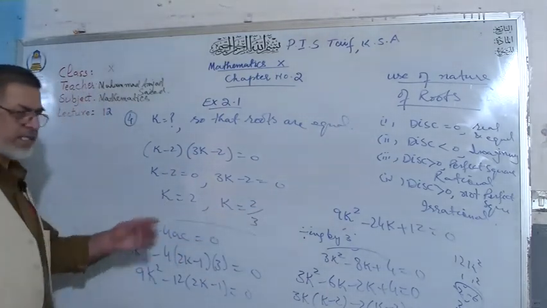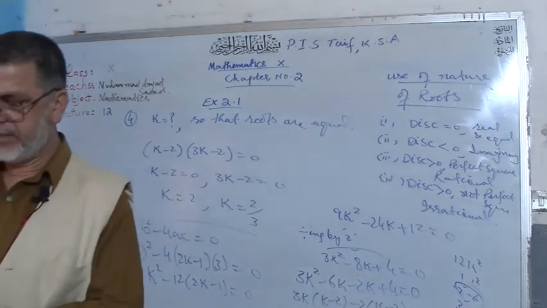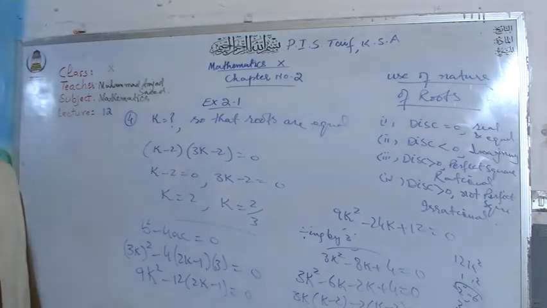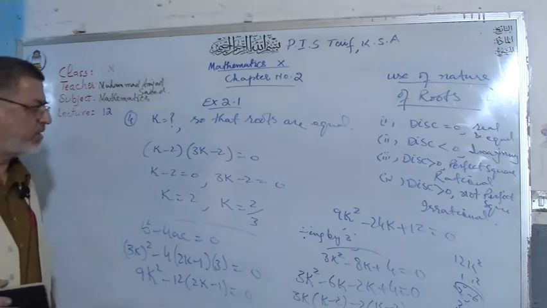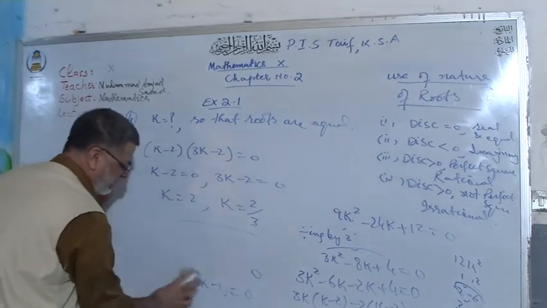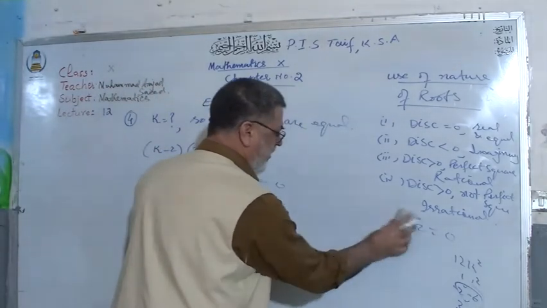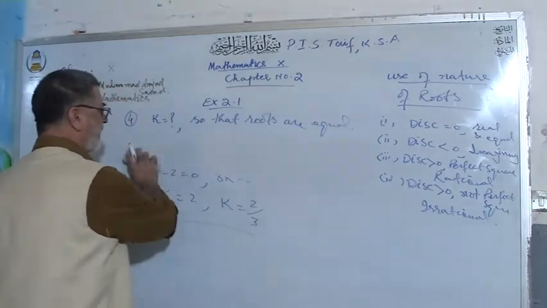Dear students, these are the values of k, which are 2 and 2 over 3. These are the roots. Here in this case we are using the nature of roots rules to find the value of k.